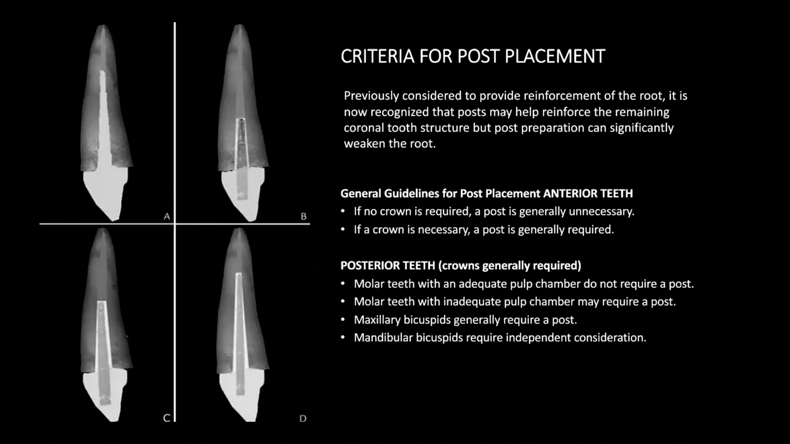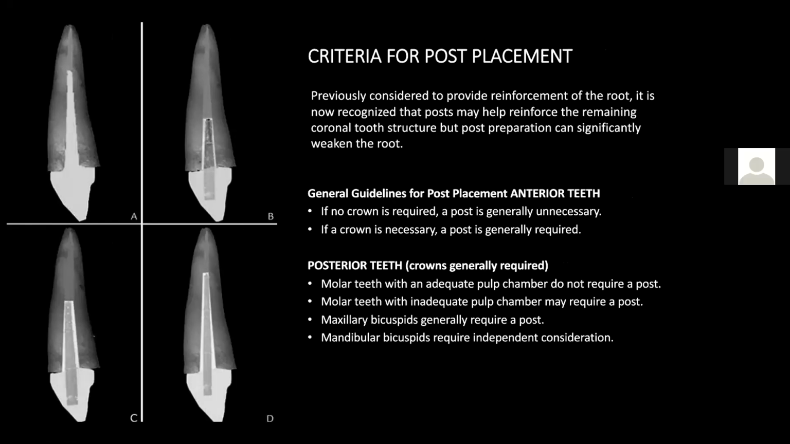And as we know, bleaching can cause resorption. So just to reduce the risk of resorption, the use of a modified glass ionomer restoration at the base of the pulp chamber will prevent resorption. However, if a crown is necessary, then a post is generally necessary. For posterior teeth, molar teeth with an adequate pulp chamber do not require a post, and molar teeth with an inadequate pulp chamber require a post. For premolars, maxillary premolars generally require a post.